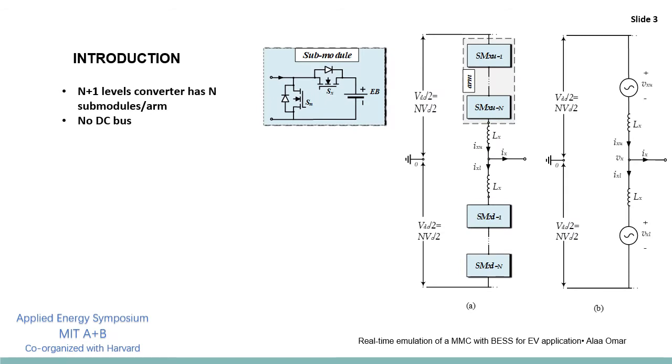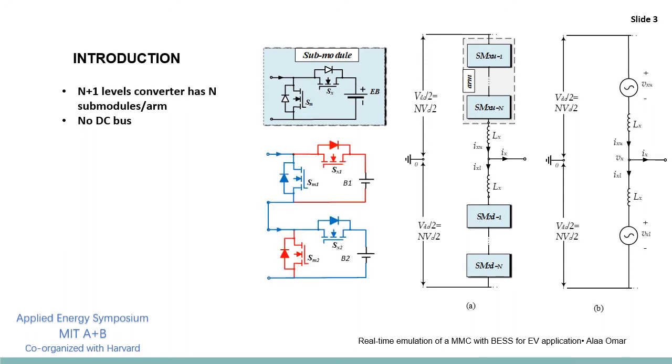So, the three-phase modular multi-level converter comprises three phases or legs. Each leg has two arms, the upper and the lower arm. Each arm has a number of submodules. The submodule itself has two switches and a battery cell. So instead of the bulk battery in the normal electric vehicles, the battery cells are distributed inside the submodule. The battery cell can be equalized or balanced using the submodule switching process.